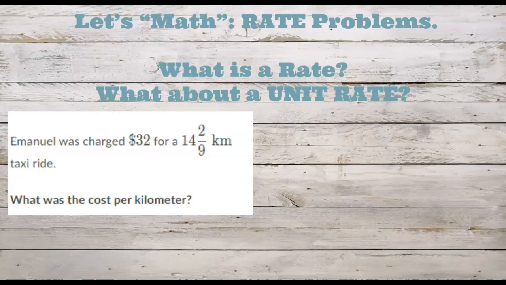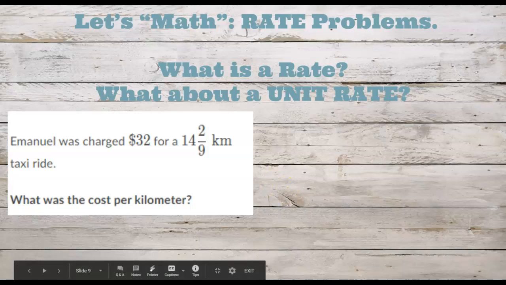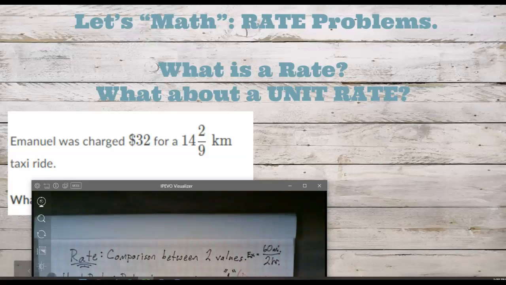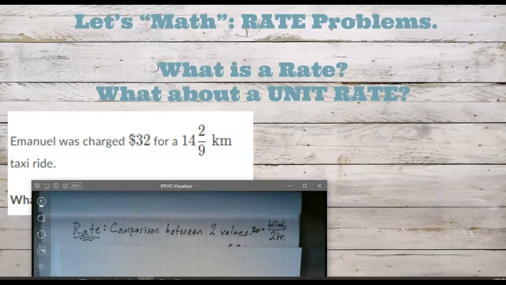Harish? So a rate compares a number to another number, so like miles per hour. Yeah. So a rate, we're going to write, is a comparison between two values. So like if we said we drove 60 miles in 2 hours, that's a comparison between two values. How far we went, how long it took us to do it.